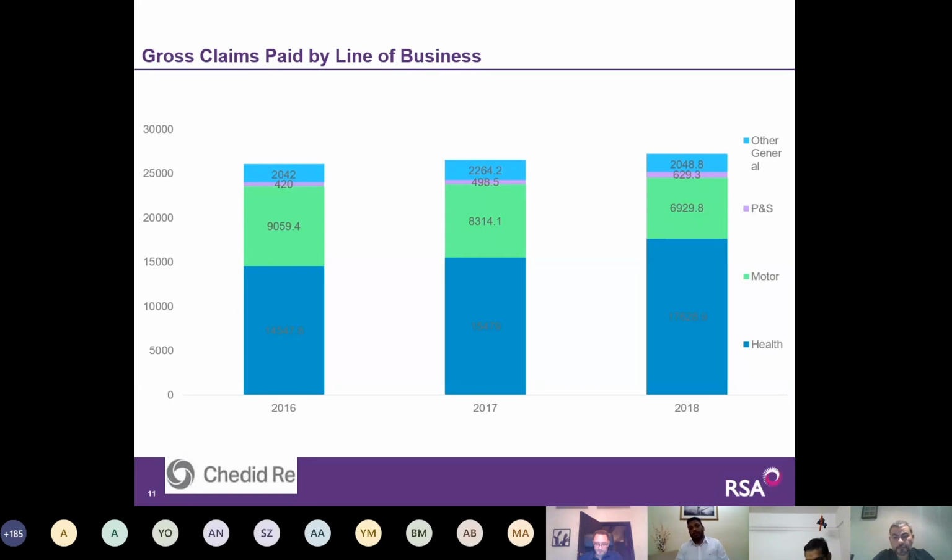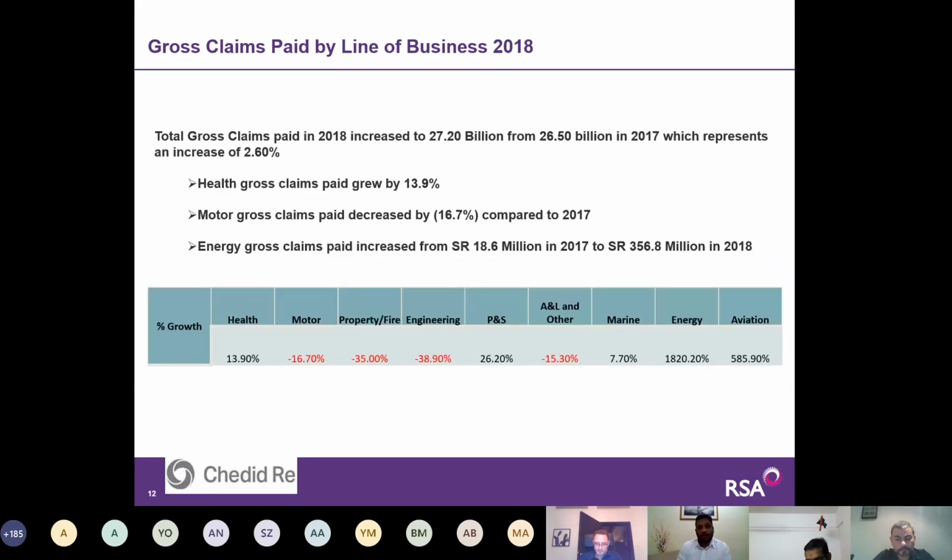So on the next slide, this will give you a more detailed look into the gross claims paid by line of business in 2018. Total gross claims paid in 2018 increases to 27.2 billion from 26.5 billion in 2017, which represents an increase of 2.6%. Health gross claims paid grew by 13.9%. However, the motor gross claims paid decreased by 16.7% compared to 2017.